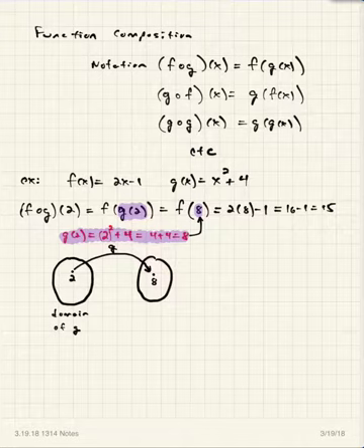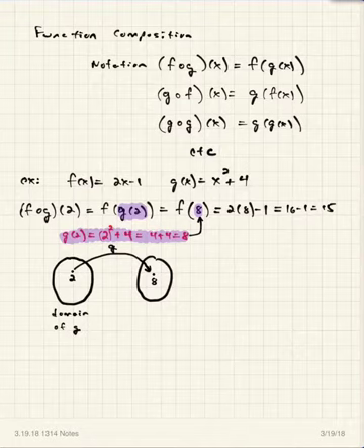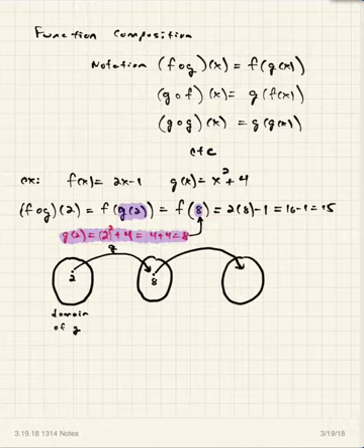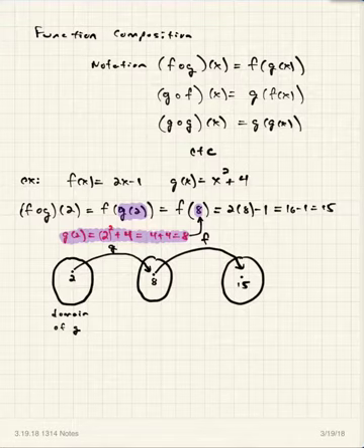And then what happens after that? Then f takes over, and f takes 8 like this, and f takes 8 to 15. And so that's kind of one way to draw the picture.